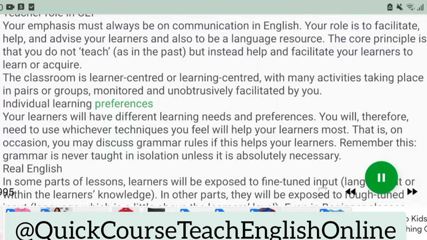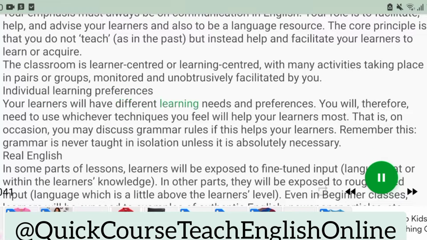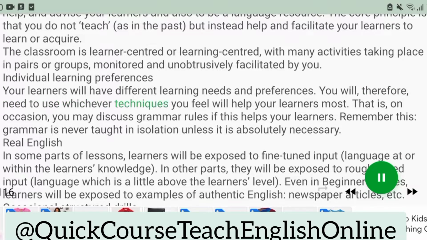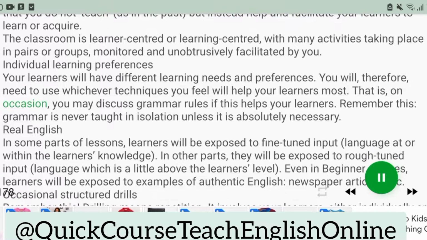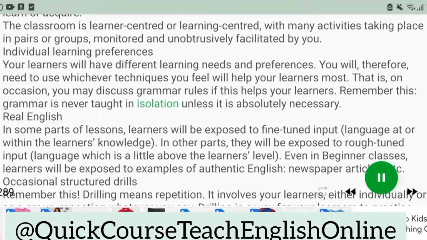Individual learning preferences. Your learners will have different learning needs and preferences. You will, therefore, need to use whichever techniques you feel will help your learners most. That is, on occasion, you may discuss grammar rules if this helps your learners. Remember this: grammar is never taught in isolation unless it is absolutely necessary.